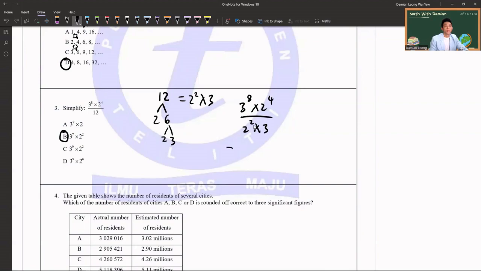So divide means power minus: 3 to the power 8 minus 1. No power means it's power 1, not power 0. Make sure you are aware of that. Times 2 to the power 4, divide as well, so minus power 2. 3 to the power 7 times 2 to the power 2. That's the manual way of doing it.